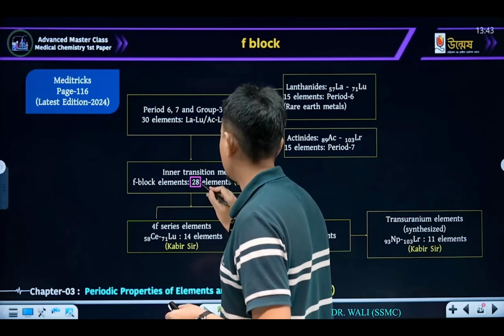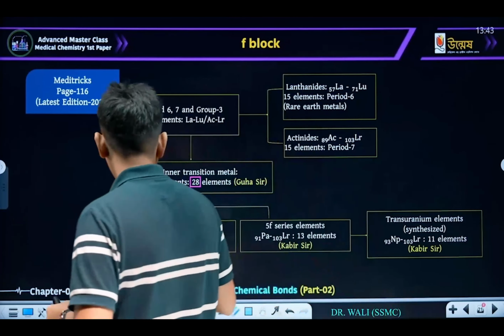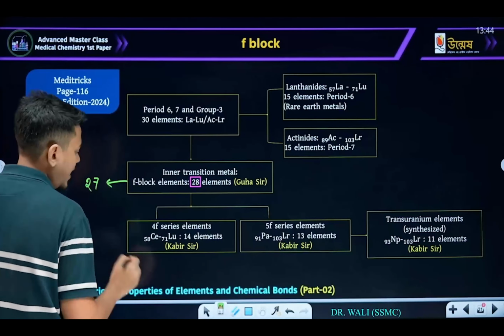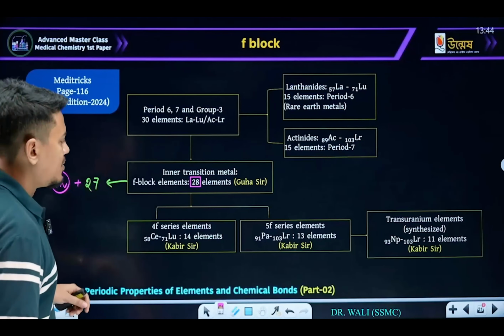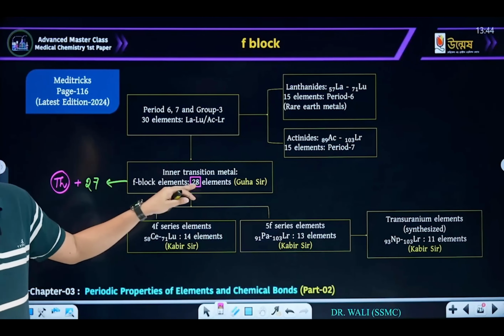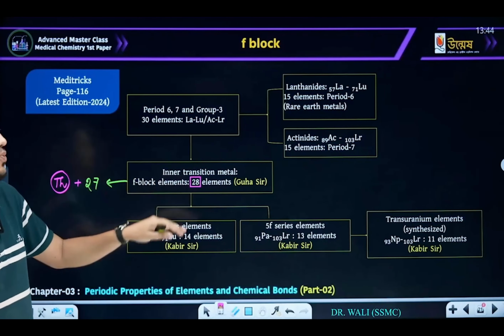The number of inner transition elements is 28. How did it become 28? We have 27 F block elements, and along with that we have to add thorium. Along with thorium and 27 F block elements, altogether we get 28, and this is the number of inner transition metals. This inner transition metal count is very important for MCQs.